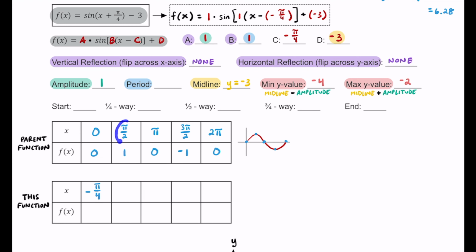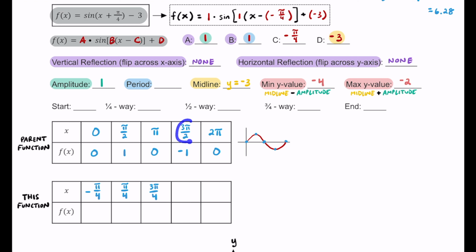Then we have this pi over 2, which is really going to be 2 pi over 4. If we have half a pi and we take away a quarter of a pi, that's going to leave us at a 1/4 of a pi. So that's going to be pi over 4. Then we have this full pi, or 1 entire pi. If we lose a quarter of it, or move a quarter to the left, that's going to leave us with 3 pi over 4, or 3/4 of a pi.